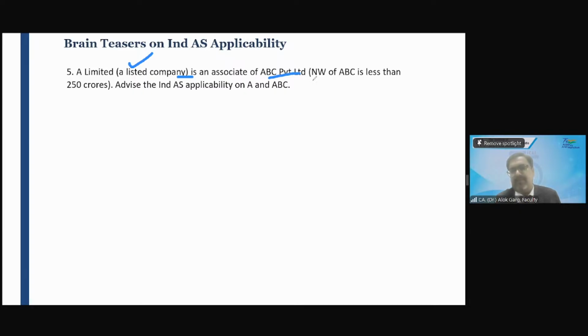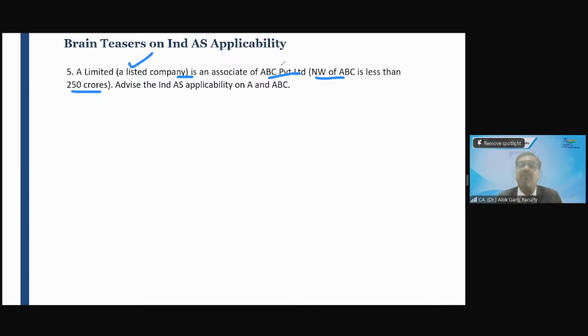Right? So A Limited is an associate of ABC Private Limited and the net worth of ABC is less than 250 crore, because it is a private limited so it is unlisted, and net worth is also less than 250 crores. So tell me whether Ind AS is applicable to A Limited, and whether Ind AS is applicable to ABC Private Limited also. Geet is saying on A Limited, Ind AS is applicable because it's a listed company, and on ABC Private Limited, Ind AS is not applicable because it is an investor.